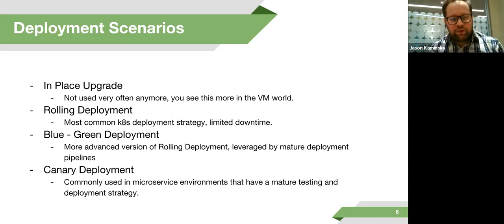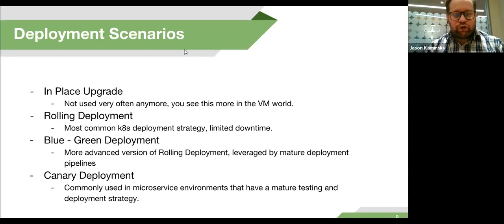The blue-green deployment pattern is you have two versions of the application deployed at the same time. Once you have the new version completely deployed alongside the old deployment, there's an update to either the ingress controller or the load balancer that points the traffic to the new version of your application. That's a little bit more of a matured version of a rolling deployment.